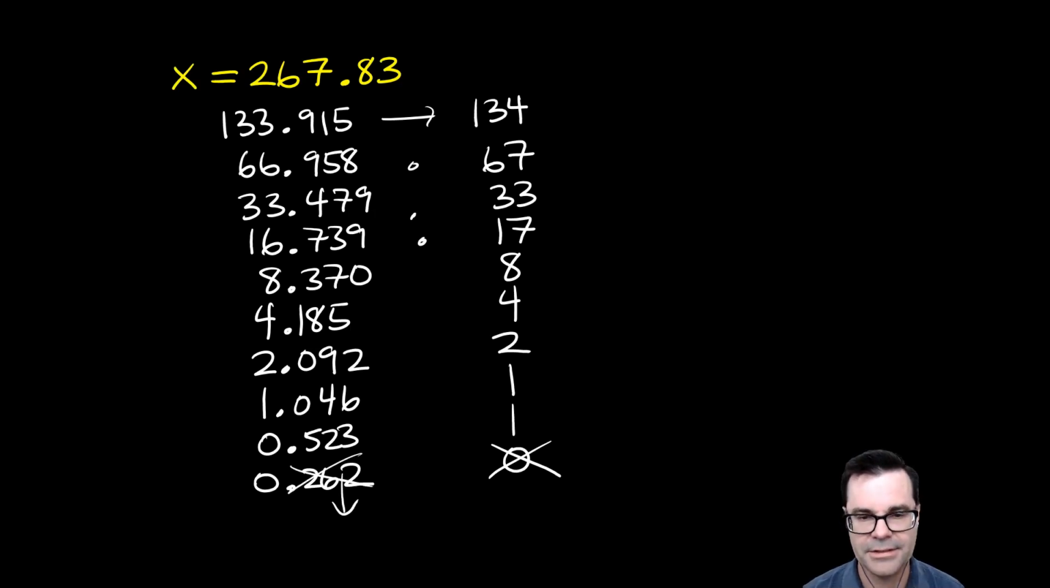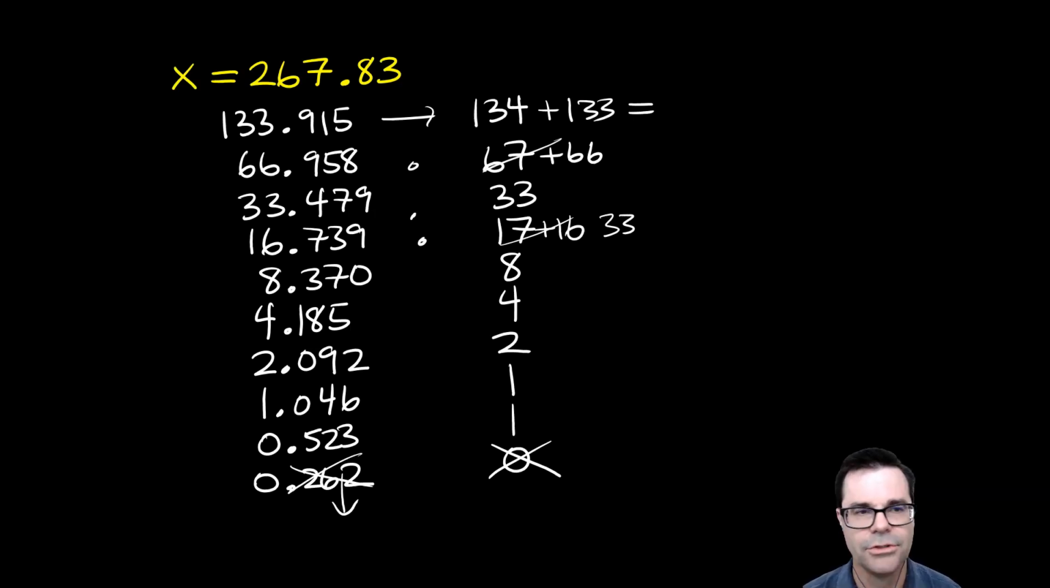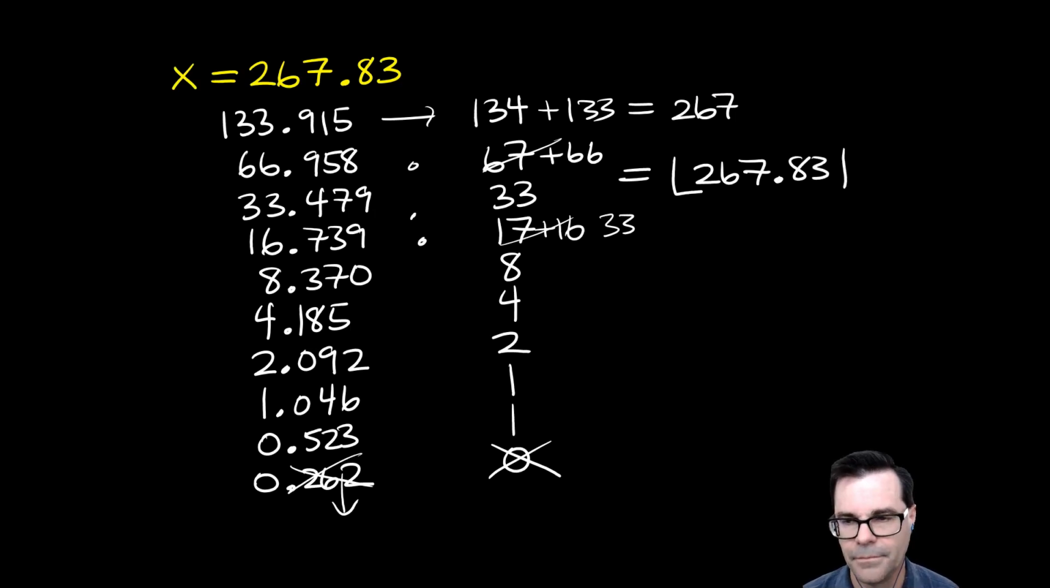So I just have these 9 terms here, and if I add them up, I get 1, 2, 3, 4, 8, 16. Okay, so that's 33, and that's 133. Yep, and they add up to 267, which is the floor of 267.83. Okay, so that's just kind of illustrating that this works for this particular number. So why does it work in general, though? That's what we're going to find out.